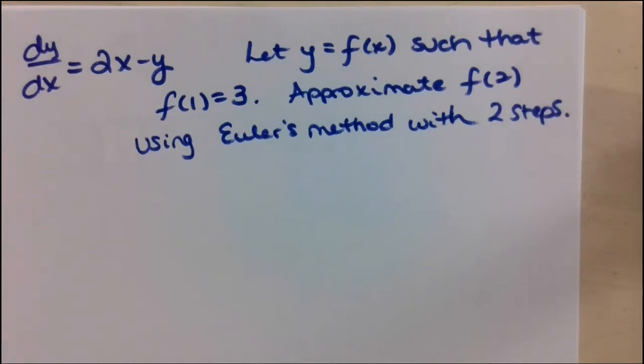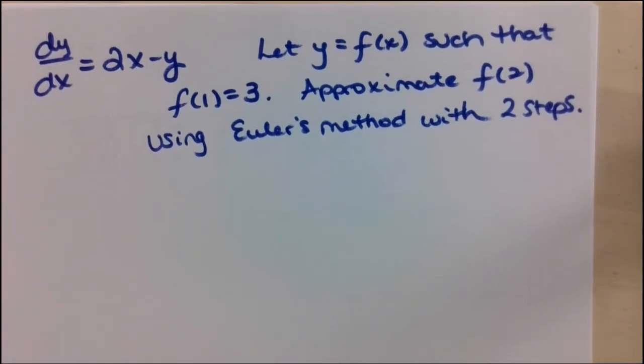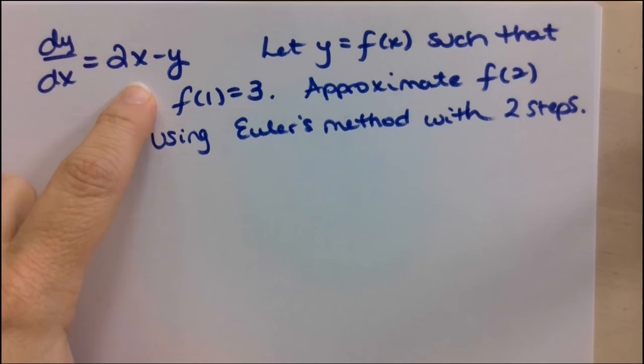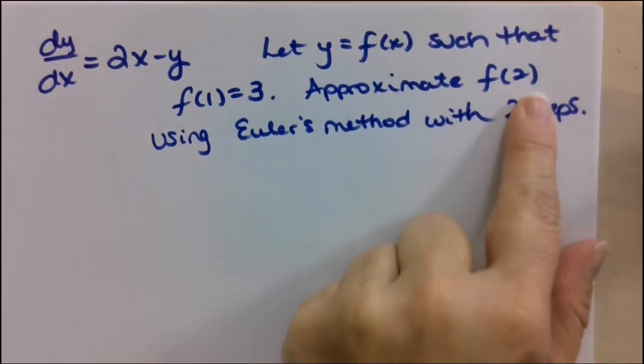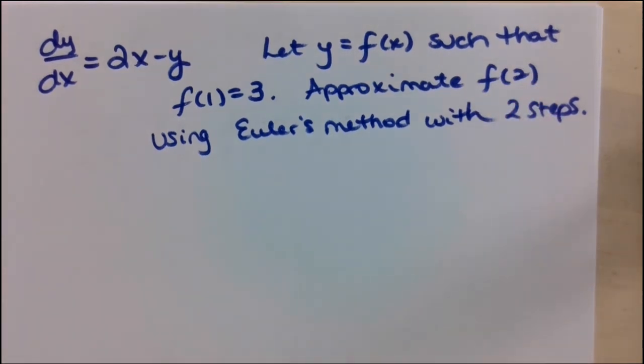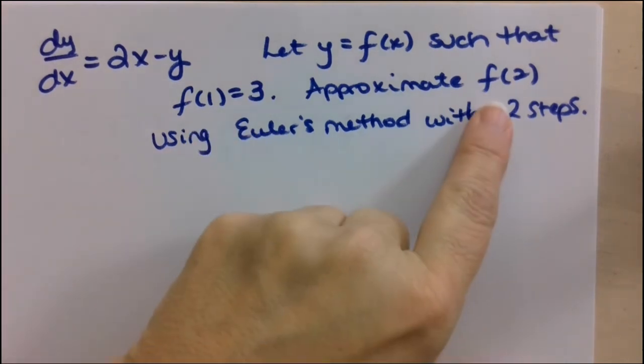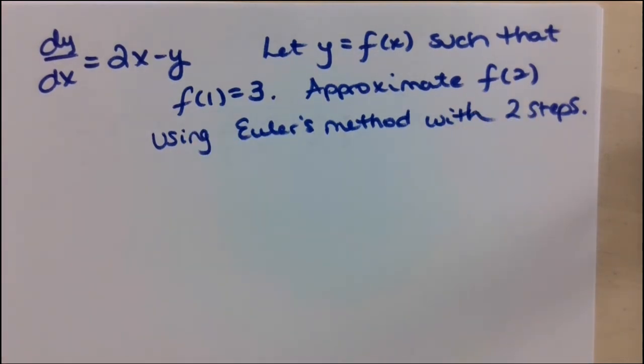All right, let's look at another example. This time we have the differential equation 2x minus y, and this is one that we can't solve. These are not separable, and so if we want a value for the function at 2, then Euler's method is our option here to find an approximation for that value. So we're going to let y equal f of x such that f of 1 is 3. We want to approximate f of 2 using Euler's method with 2 steps.